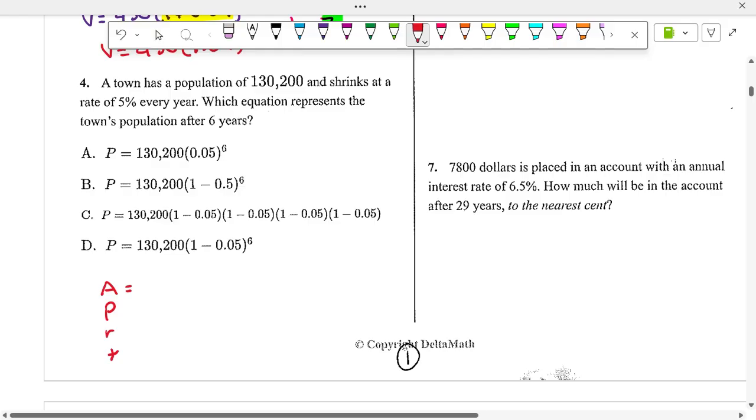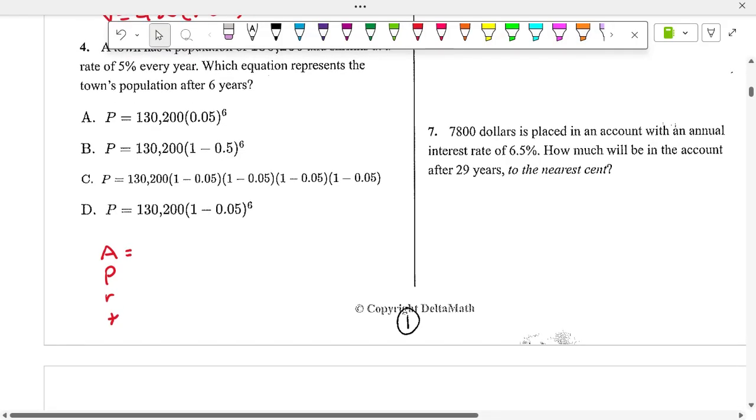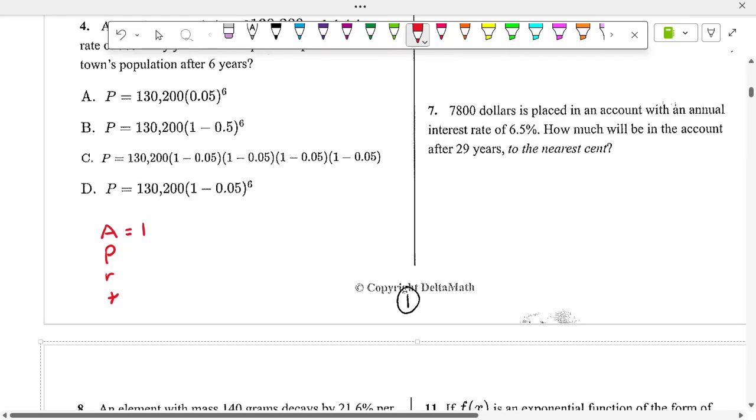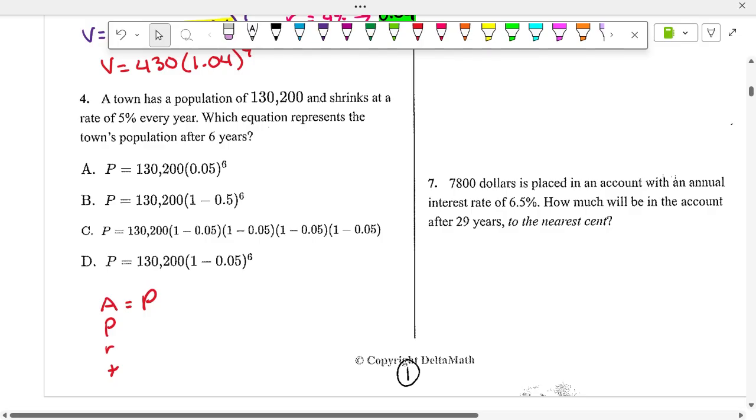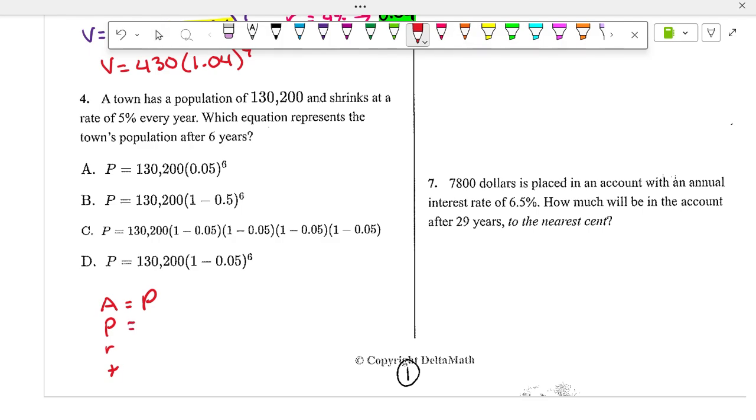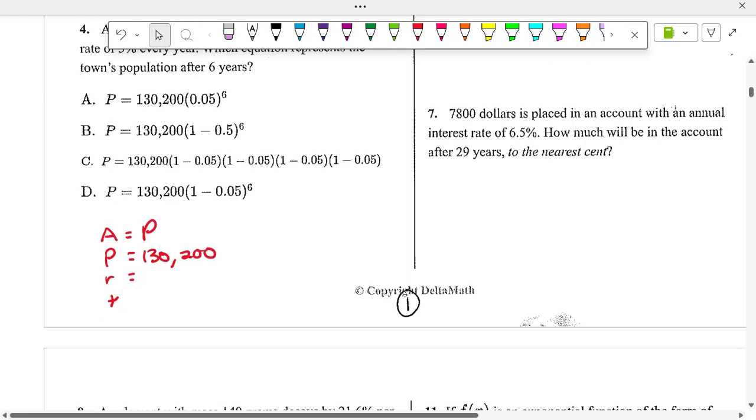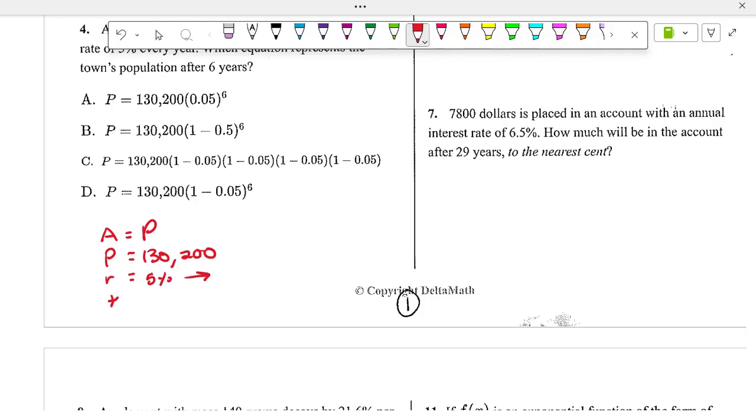All right, so now for A they use P because for population. What's your principal? So how big was the population when they first accounted for it? 130,200. So that's what your P will be. What was your rate? So your rate was initially what? 5%. And what is that as a decimal? 0.05. And how much time do they want to go by?